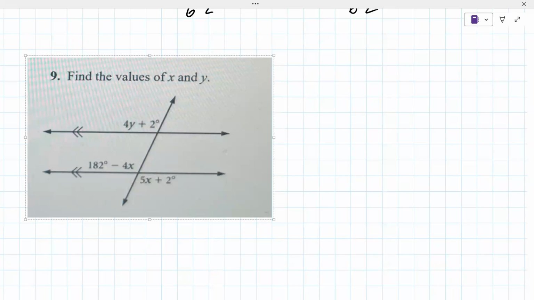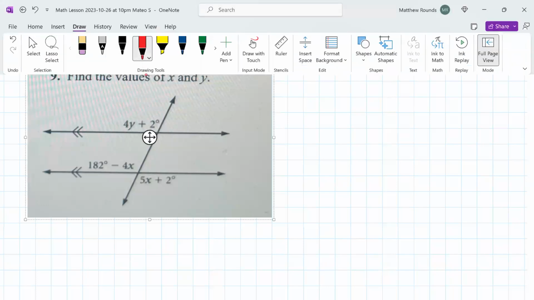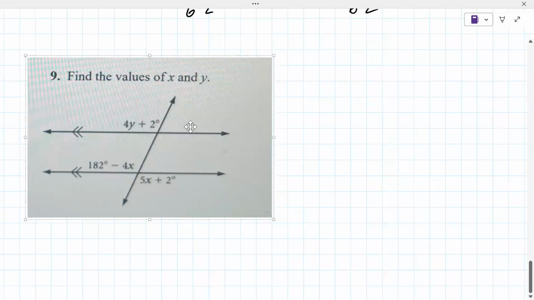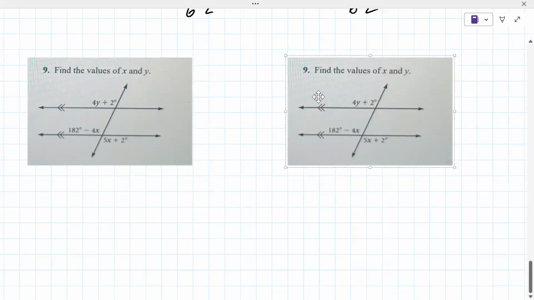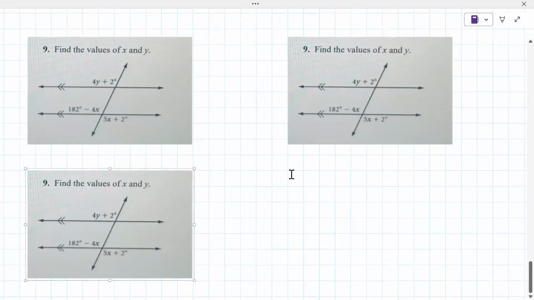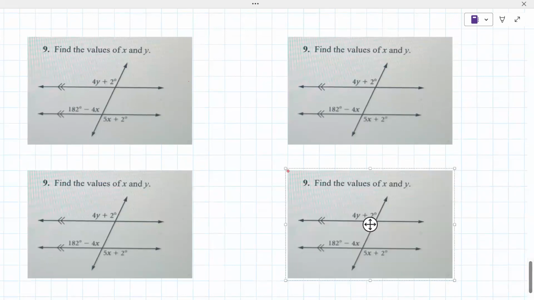All right. Find the values of x and y. So I'm going to mark some things here that I see. Actually, let me do this one differently. I'm going to copy this because there's like four things you could see here, and it just depends on what you see. So here's thing number one. This is probably the one a lot of students would see. What type of angles are those in red?